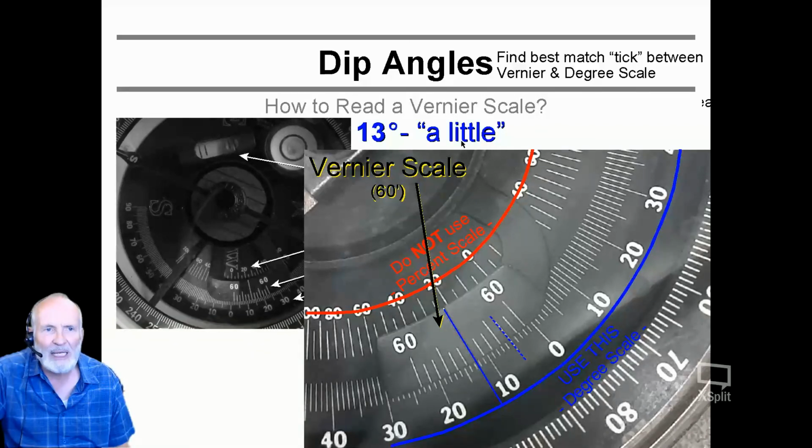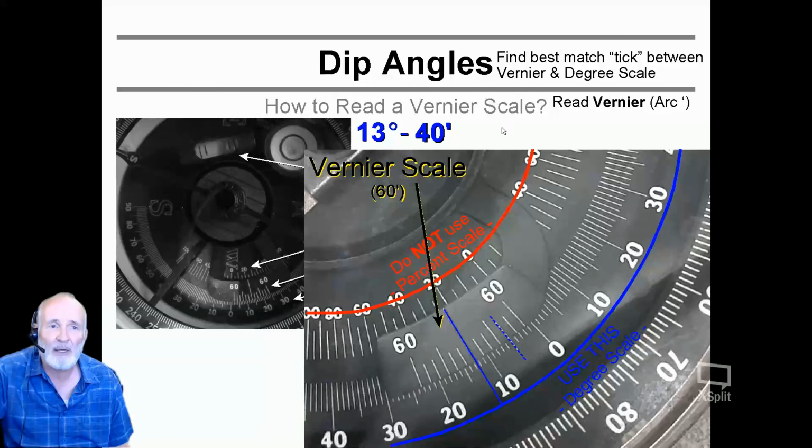So my little here, the vernier arc that I am reading off that I need to subtract from my 13, is going to be 40 arc minutes. Well, 13 degrees minus 40 arc minutes, I know 60 arc minutes equals 1 degree, gives me 12 degrees and 20 arc minutes as the exact dip angle.